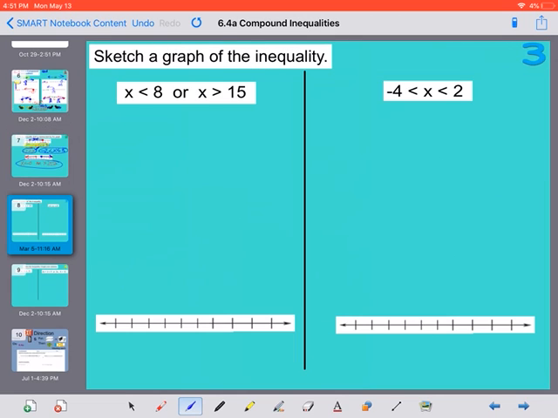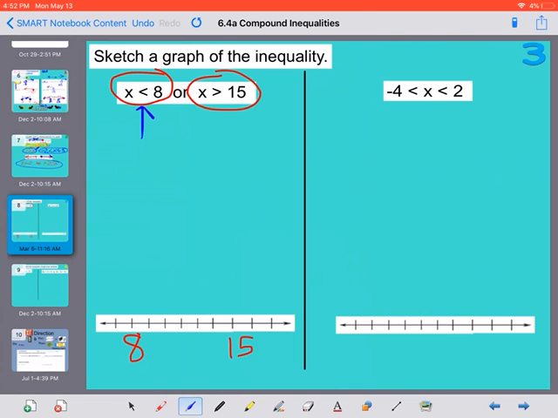Alright, on to the back side. Sketch a graph of the inequality. We need to make sure we have two inequalities that we can solve, and we do. We don't need to rewrite either of them. So I'm going to put 8 on the left side because it's a smaller number, and 15 on the right side. You do not need to number all of the lines.